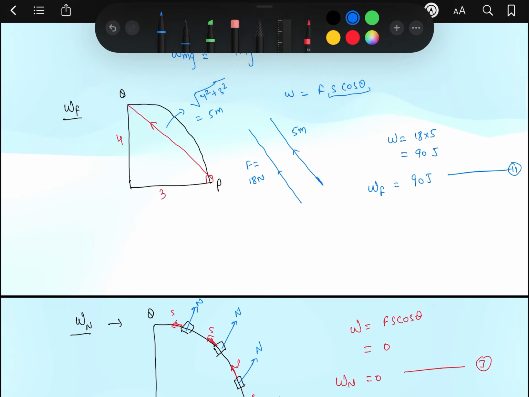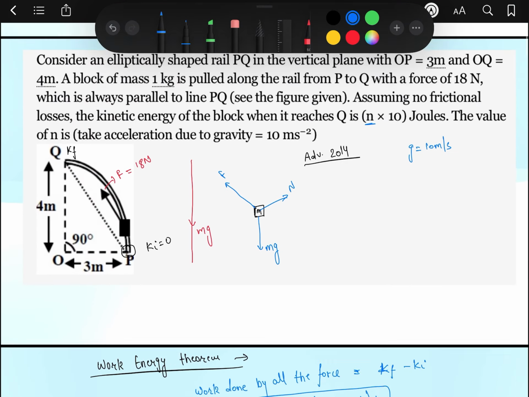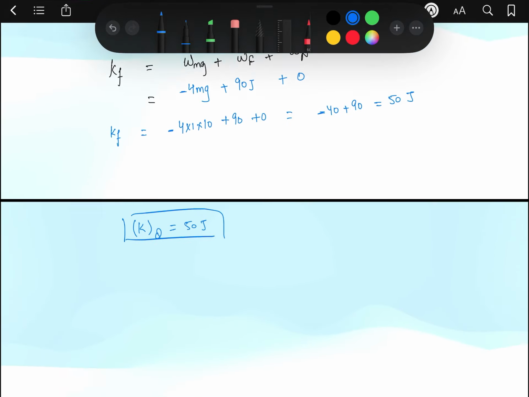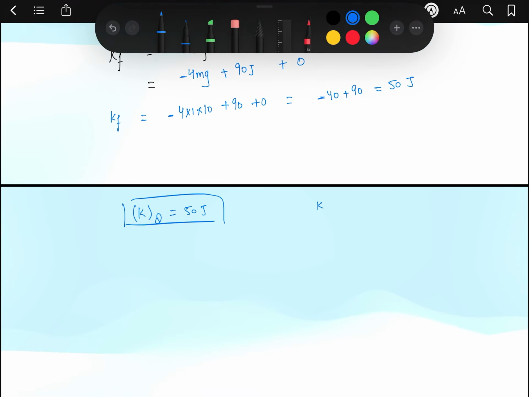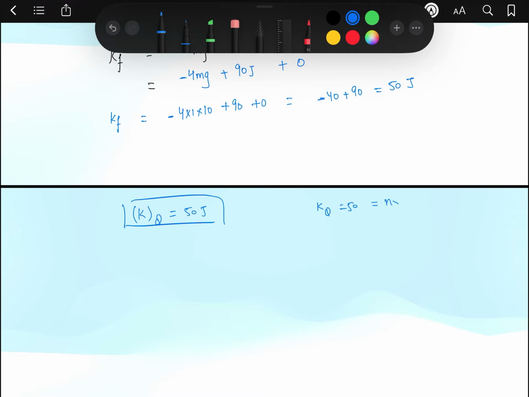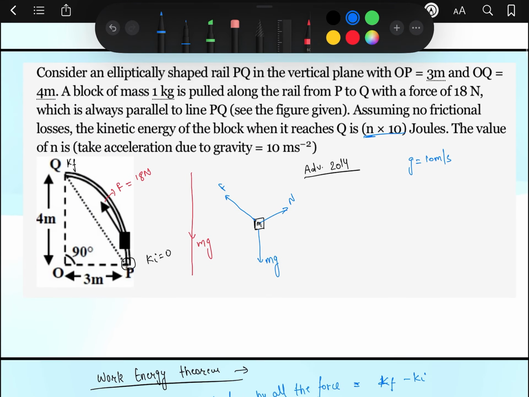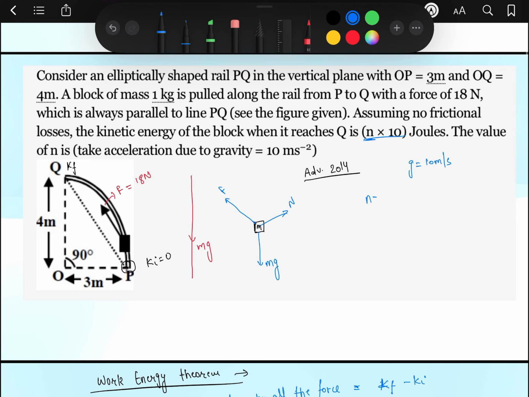Now in the question the kinetic energy is given in terms of some n. So we will be relating this kinetic energy at point Q, 50 joules we are getting, that is equal to n multiply 10. So here 0 will be cancelled out and the value of n we are getting here is 5. So 5 is the correct answer for this question, the value of n we are getting here is equal to 5 only. Okay.